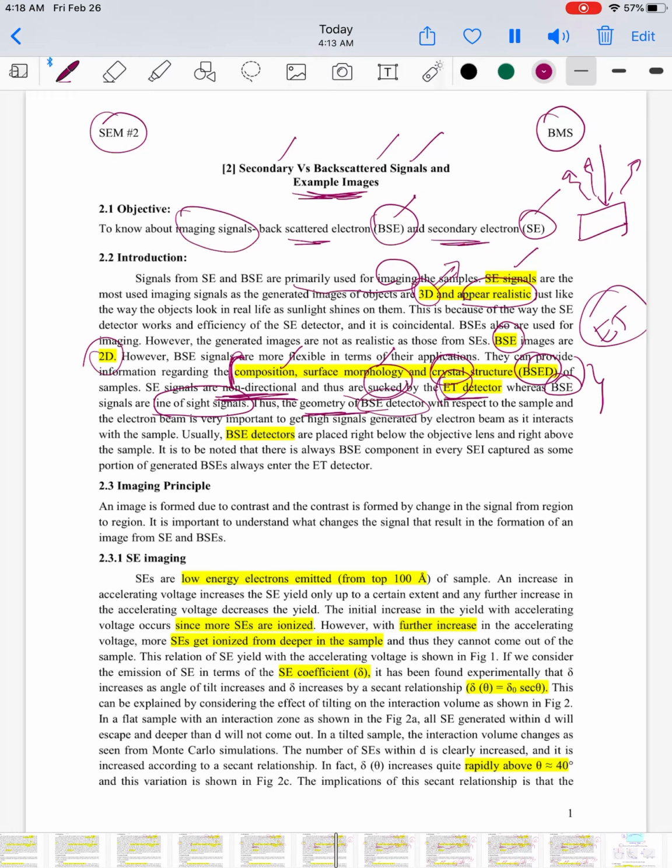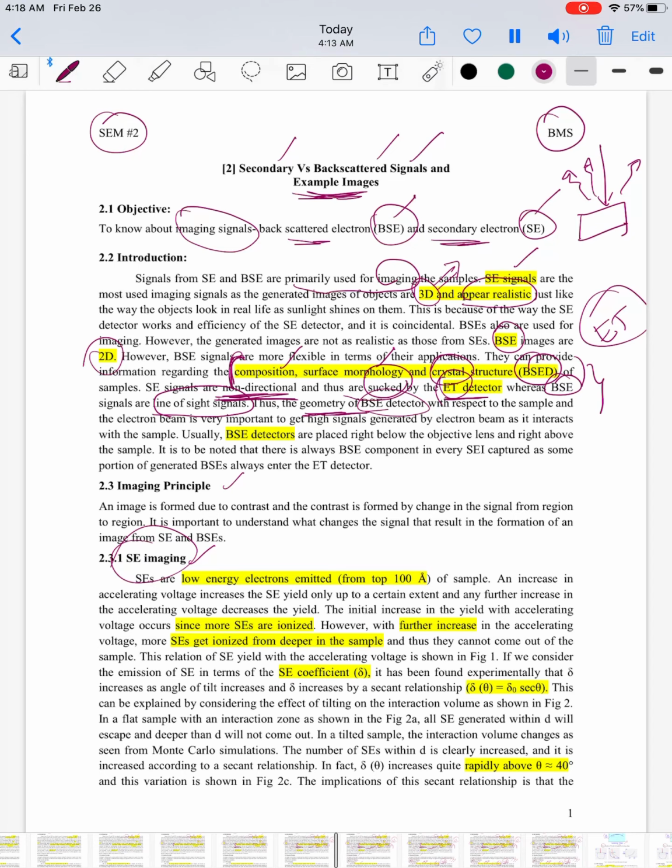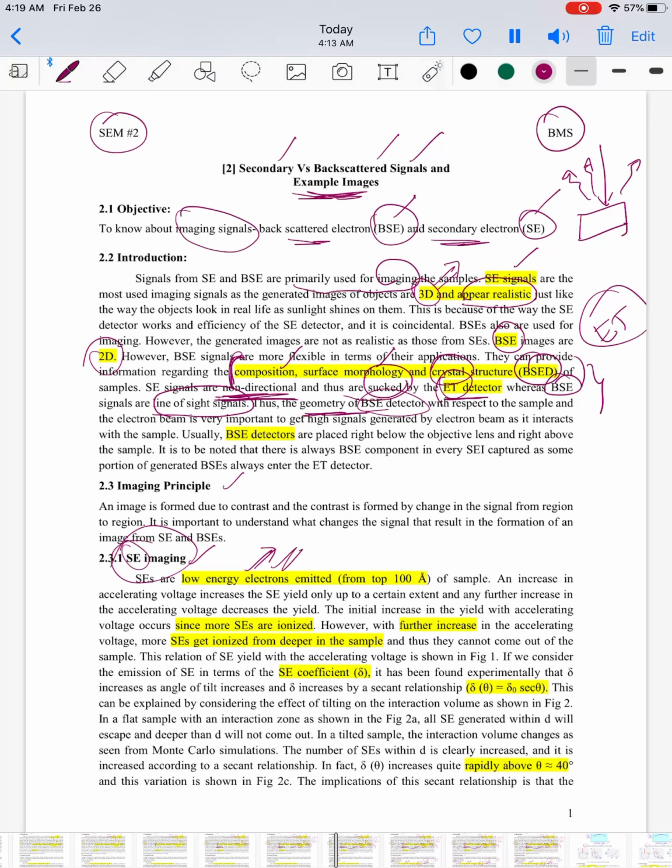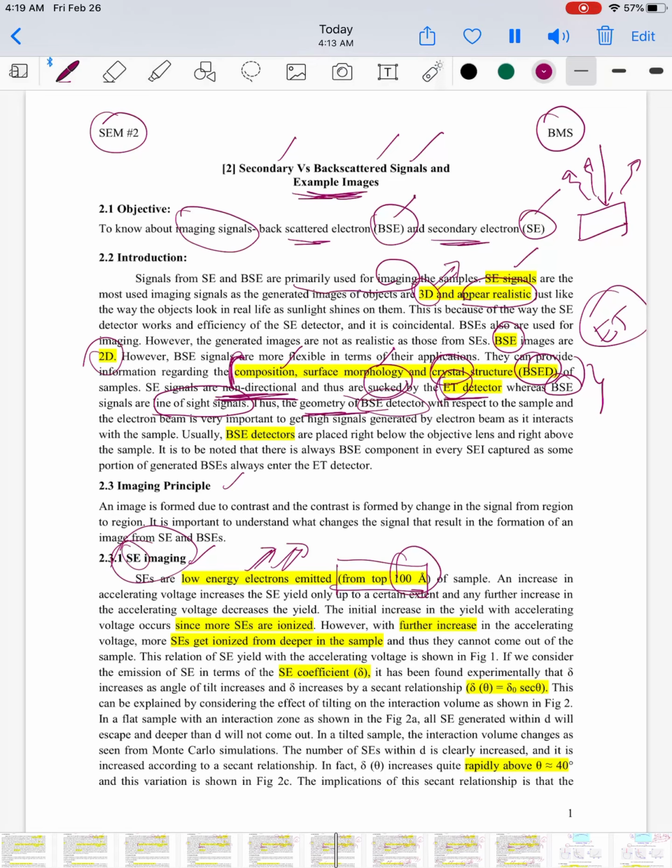Okay, so coming to the imaging principle, how the images are obtained using these two signals. First, let's discuss secondary electron imaging. Before we understand how the images are formed, we have to first know a little bit more about the secondary electrons that are generated. Secondary electrons are low energy electrons that come out of the test sample. Since they are low energy, they come only from the top surface of the sample, roughly about 100 angstrom. Not necessarily a strict number, but roughly 100 angstrom or so.